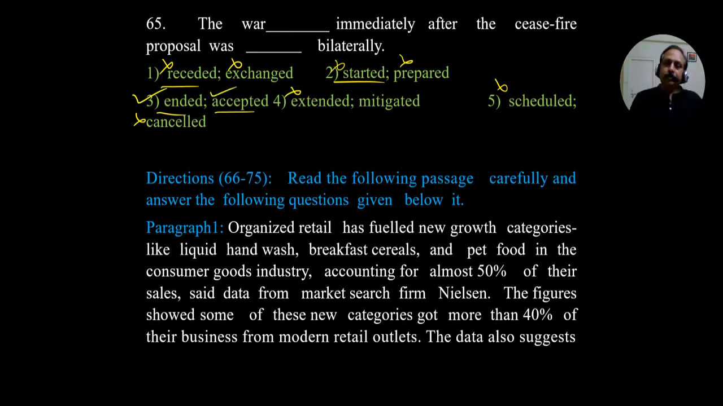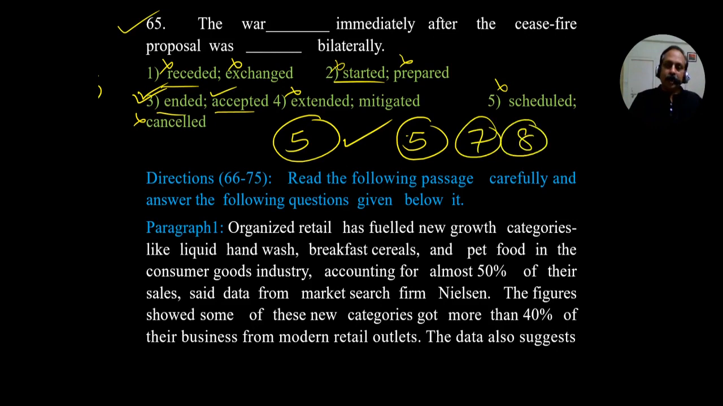Both the parties accepted the ceasefire. Answer is the third option. In my opinion, you should get all the 5 correct. And of the first 10 questions, you should get about 5 good enough, 7 highly appreciable, 8 outstanding, 2 not that easy under pressure. Now this passage, next 10 questions deal with the passage.